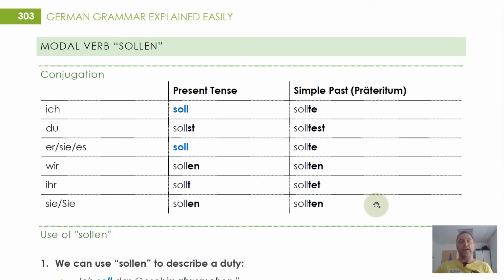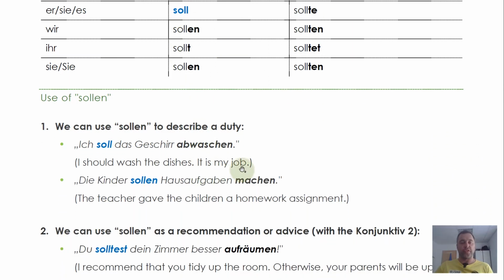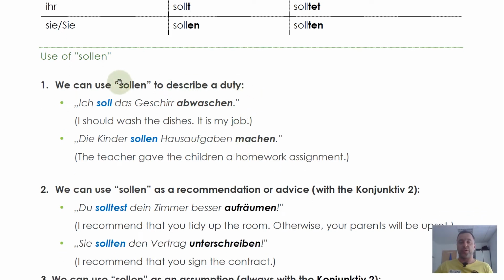So let's have a look now at the last modal verb, which is sollen. Sollen is irregular in the first and second present tense. The same, both of them normal. And here, actually, second person, it's totally regular and also in Präteritum in plural like verbs. And we use sollen to describe a duty, for example. Ich soll das Geschirr waschen. So I should wash the dishes in terms of it's my job or my mom told me to do so.